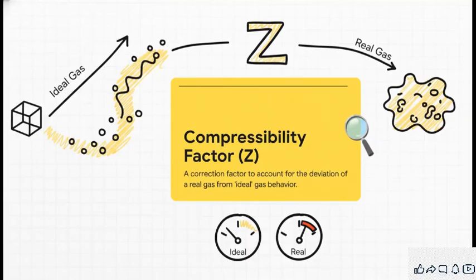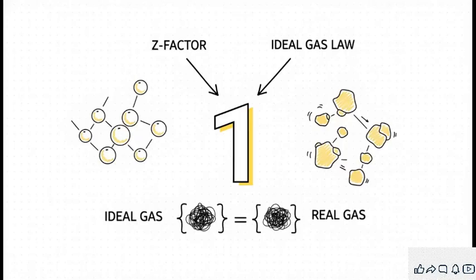This z is called the compressibility factor. You can think of it as a reality check number. It's a factor that tells you exactly how much a real gas is straying from that perfect ideal behavior we talked about. And here's the key. If a gas was behaving perfectly, just like in the ideal model, its z factor would be exactly 1. And if z is 1, the equation just becomes the original ideal gas law, so it all fits together.